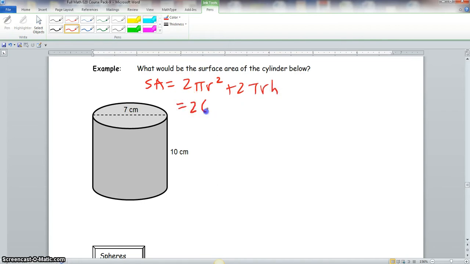Now we have 2, we'll substitute in the approximation 3.14 for pi. The radius, remember the radius is half this diameter, so it'll be 3.5 squared plus 2 times 3.14, the approximation for pi. The radius would be 3.5, and the height would be 10 centimeters.